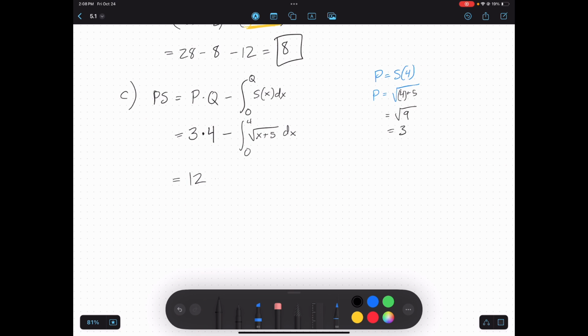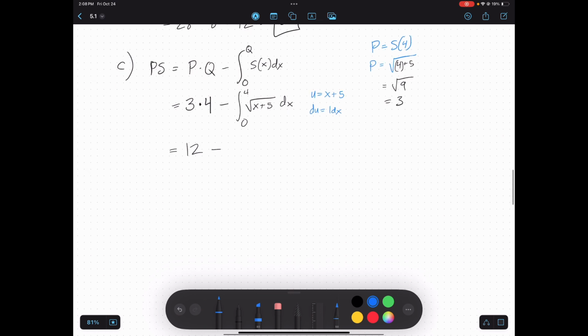3 times 4 is just 12. This is where this gets a little tricky, because here I have a function inside of another function. So what I'm going to do is use integration by substitution. I'm going to let u equal x plus 5, and that means I need to get dx in terms of du. Well, what's the derivative of x plus 5? It's just 1. So that makes this a really easy substitution.